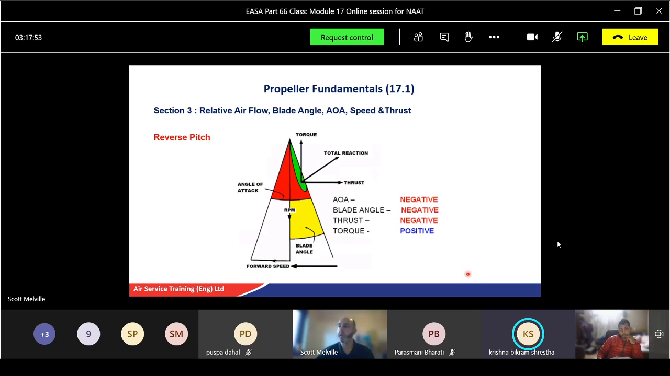So that's just showing you a negative angle of attack. Your normal angle of attack would be off to this side, but now you've rotated the blade back the other way, so that will change. Angle of attack is negative, thrust is negative. Your torque will always be positive. You've still got the engine, propeller trying to get away from the engine. So having that negative angle of attack will act as a windbreak.